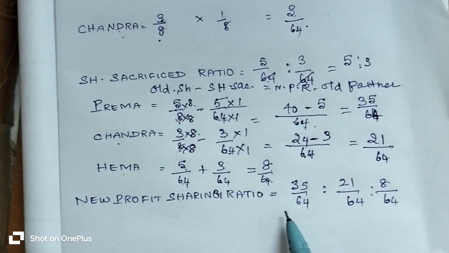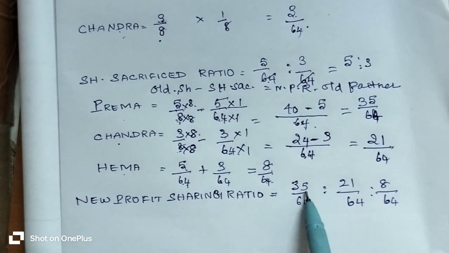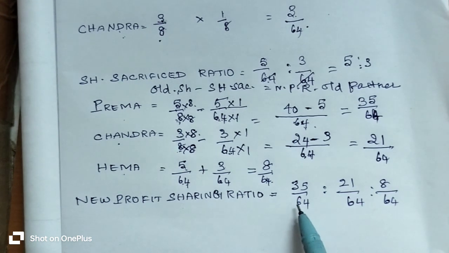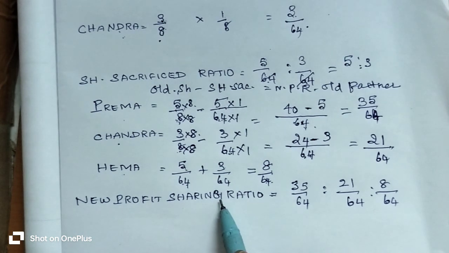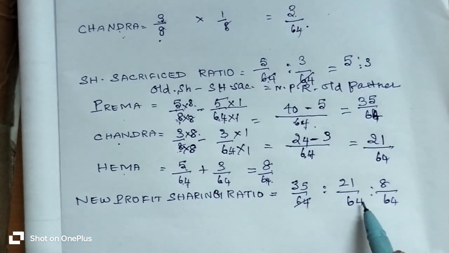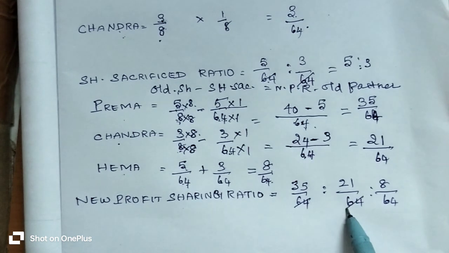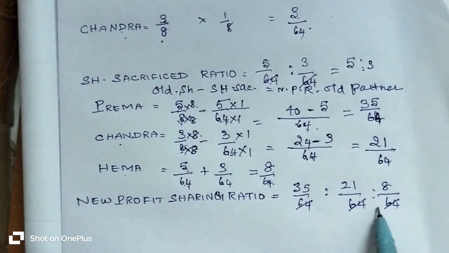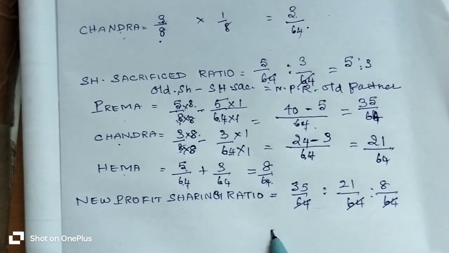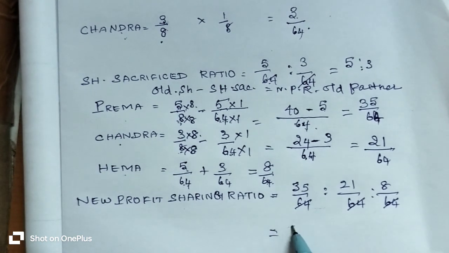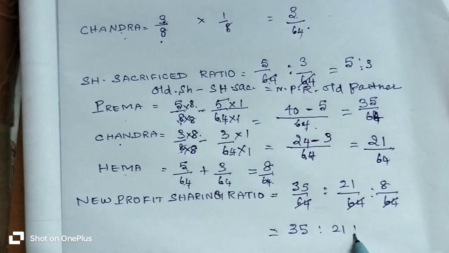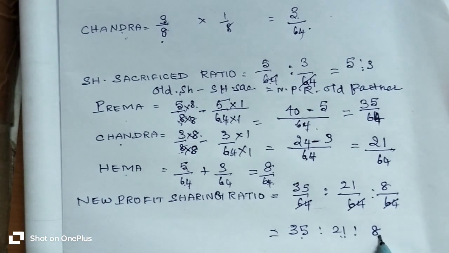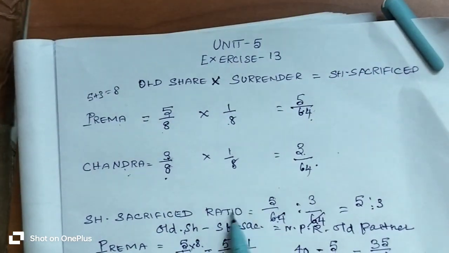But we find that the new profit share is in fraction form. Okay. So for that we are going to give the new profit sharing in ratio form. We have to cancel the denominator value 64. We have the same denominator, so we have to cancel it. Then we will get the new profit sharing ratio, that is 35 is to 21 is to 8. Okay, the new profit sharing ratio is 35 is to 21 is to 8 and the sacrificing ratio is 3 is to 5.